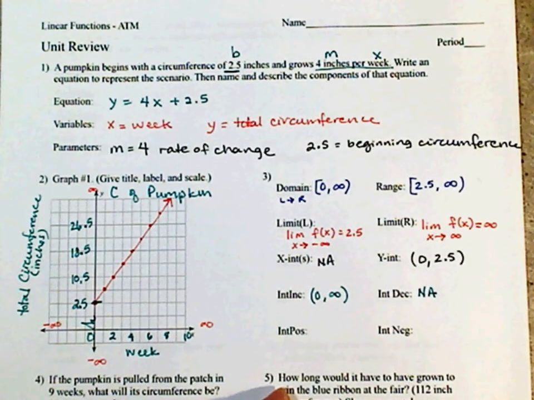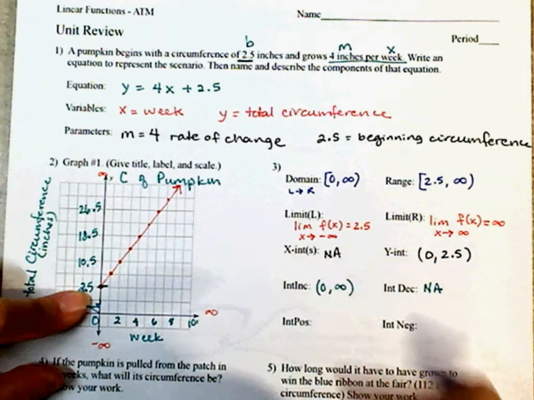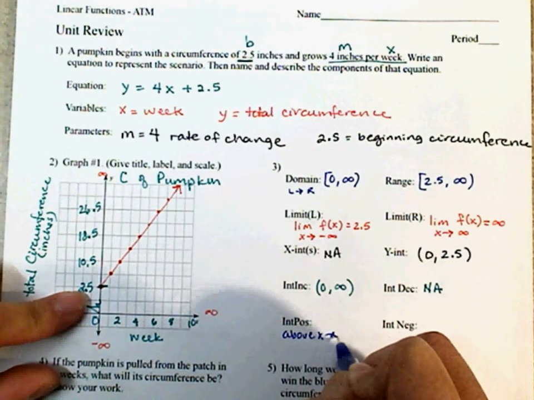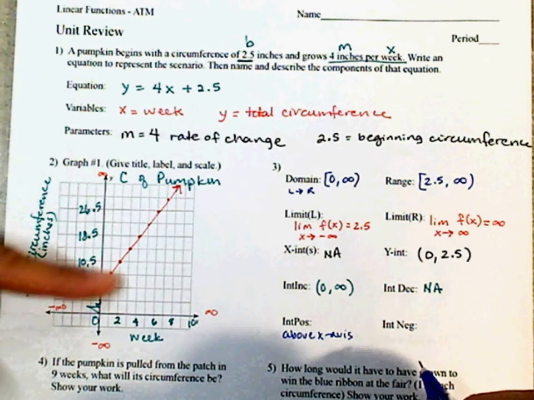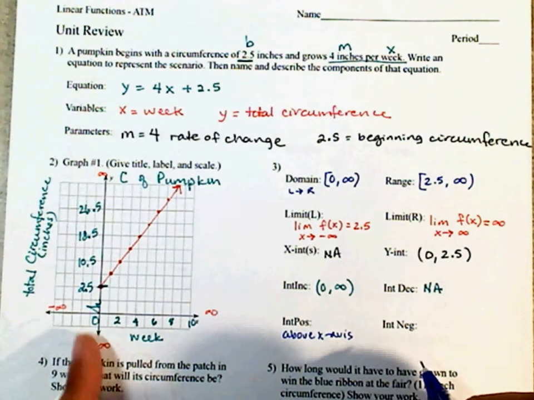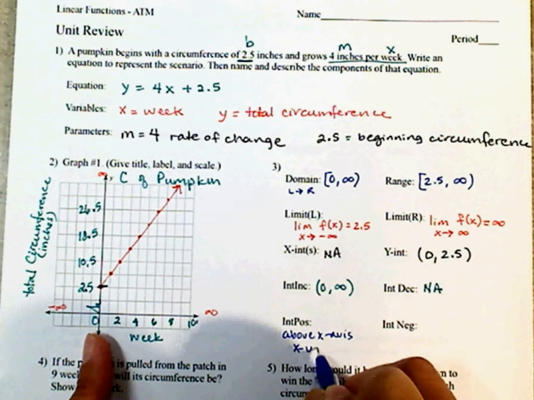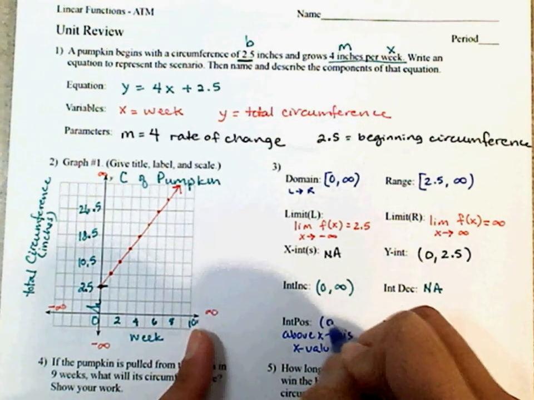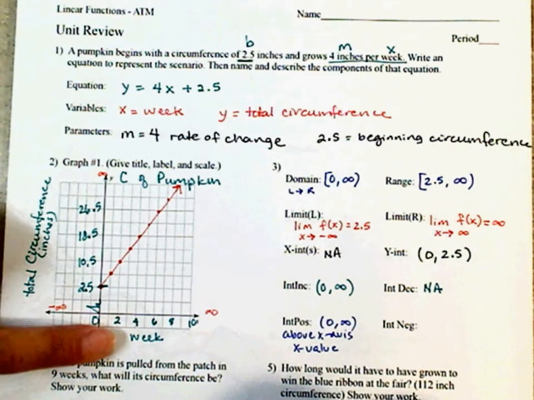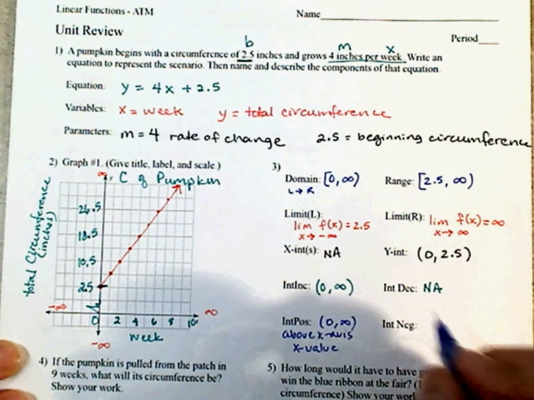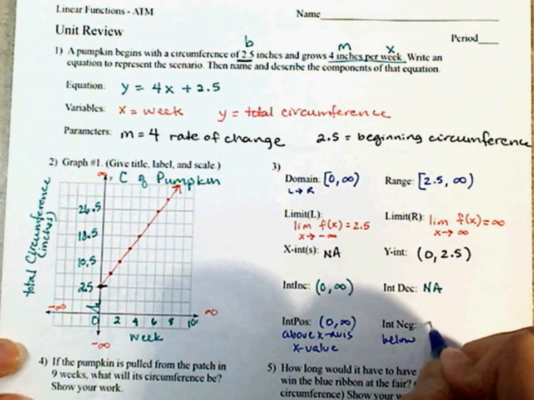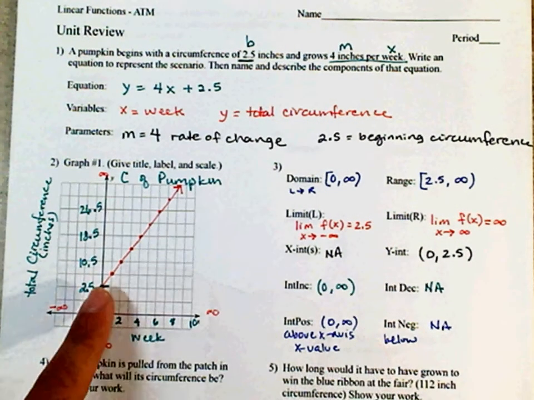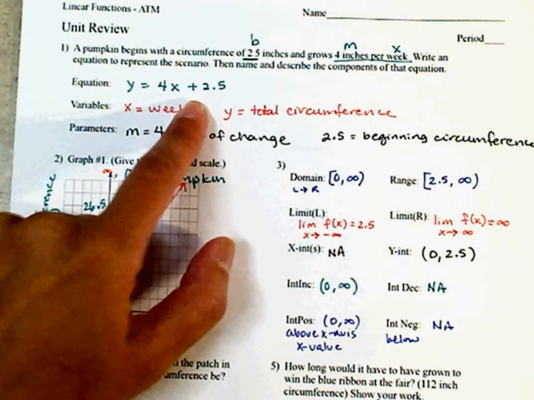Interval positive. This is everything above your x-axis. So let's take a look. See, I have my graph above the x-axis, but you always write your x value, okay? So where do you see it above the x-axis? From 0 to infinity. Do you guys see anything below the x-axis? Well, if there's nothing below, this does not apply. So everything here is according to this graph, and this graph is according to your equation.